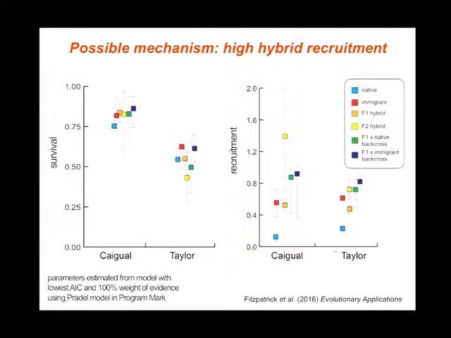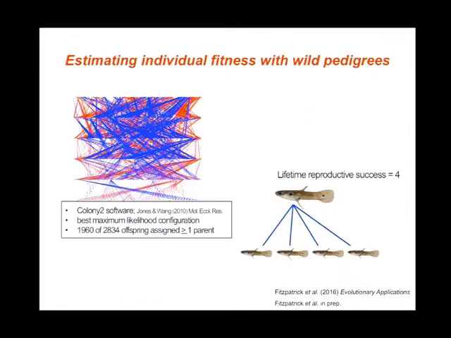To get at who is contributing to these increases in population size, we first used a mark recapture modeling framework to compare survival rates of different hybrid groups. In this case, the colors correspond to discrete genetic ancestry classes. The light blue is the native genotype, red is immigrant, and then four different hybrid classes. If you look within these populations, survival rates are pretty similar across genetic ancestry, but it was really these differences in recruitment where hybrids had much higher recruitment rates than both parental genotypes. So this was suggestive of hybrids having higher fitness here.